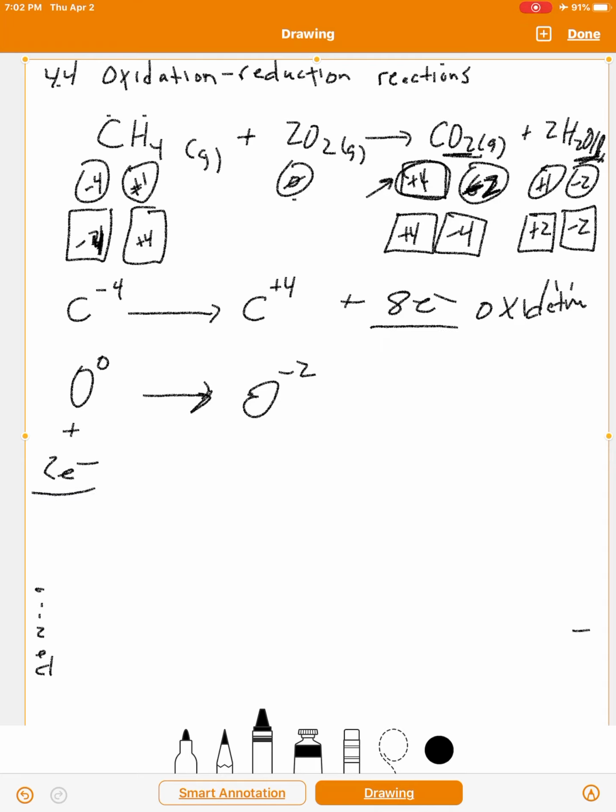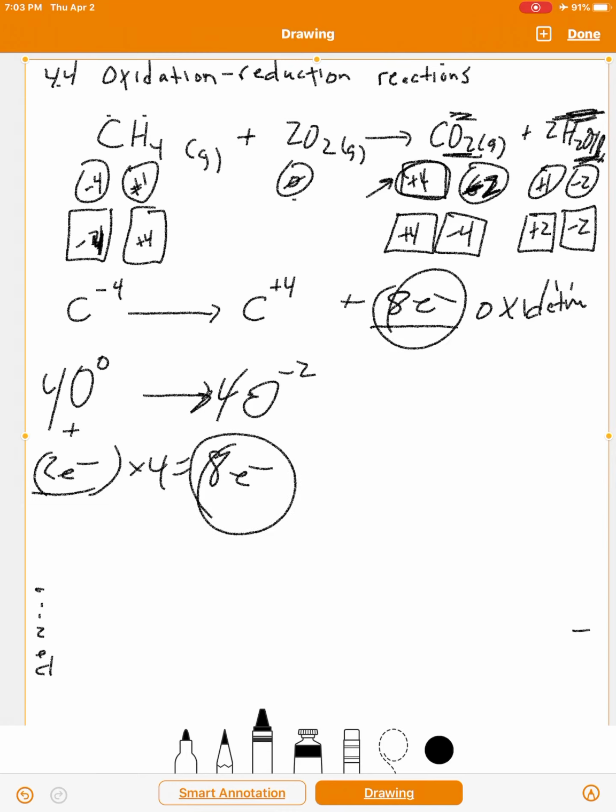Now, why is there 8 here and why is there 2 there? Keep in mind that there are 4 oxygens on the product side: 2 here plus another 2 there. So it's really 4 of these and 4 of these. So it's 8 electrons here, 8 electrons there. Okay? So this is reduction. Oxygen is the oxidizing agent, and carbon is the reducing agent. So that's a redox reaction also.